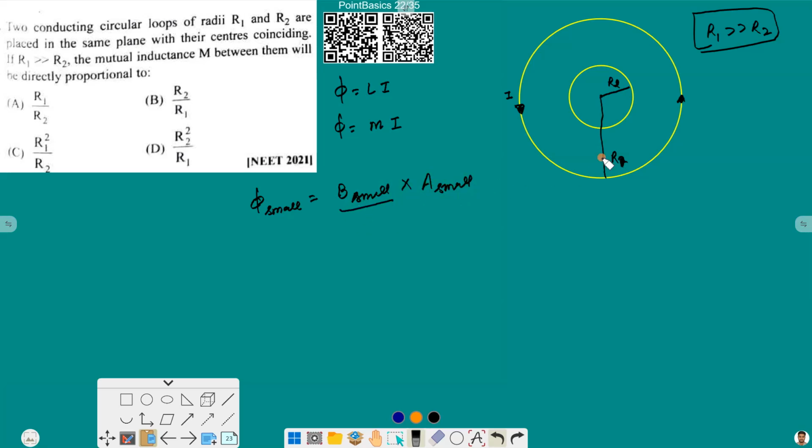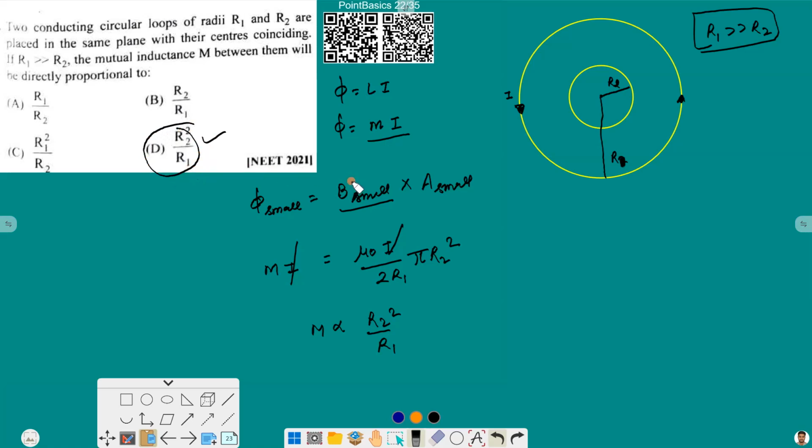Now this magnetic field is being produced by the larger ring, so the magnetic field will be mu naught I by twice R1, because the radius of the bigger ring is R1. Multiply by the area of the smaller one, that is pi R2 squared. This is the flux, and that flux should be equal to mutual inductance times I, so M into I. So I gets cancelled, and M is proportional to R2 squared by R1, and that is option D for us.